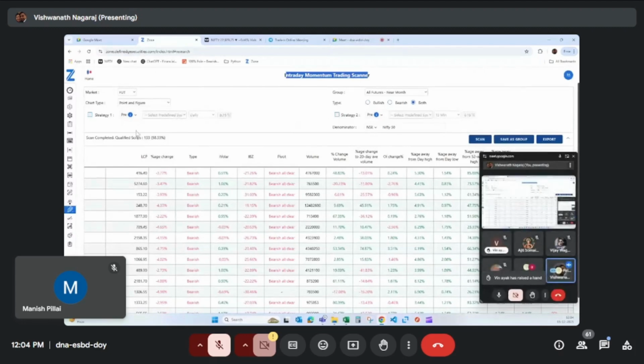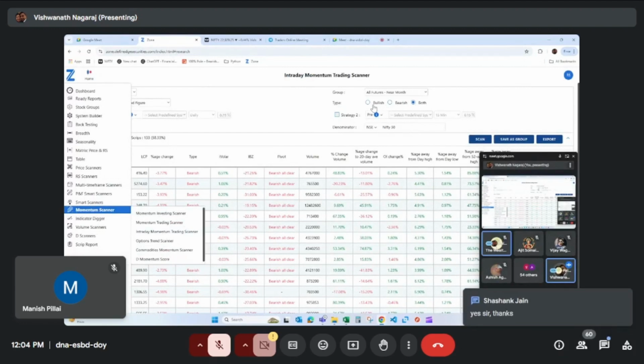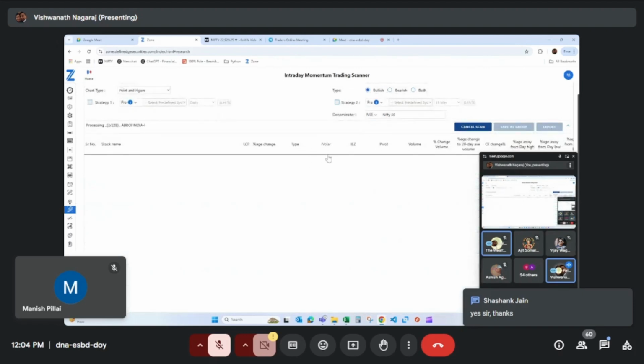Vinayak, yes, please tell me. I'll repeat again: momentum scanner, intraday momentum scanner. If you're looking for a bullish trade, select only bullish and then click on scan. Whatever pivot is all clear will come here. If you've identified the trend as a bearish day, and you want to take trades only on the bearish side of things, you can come here.